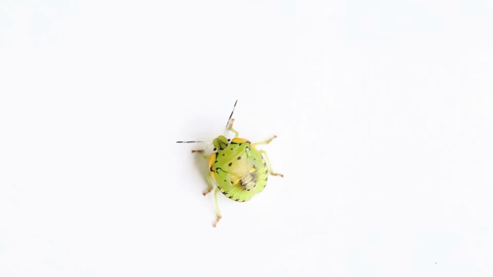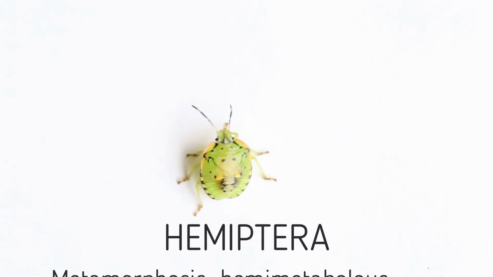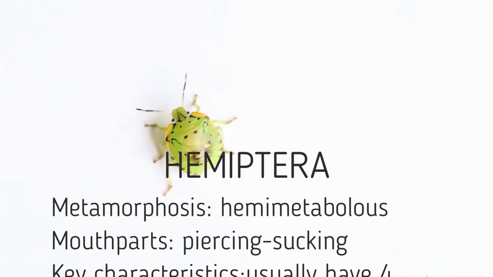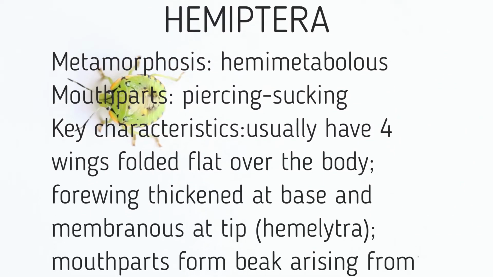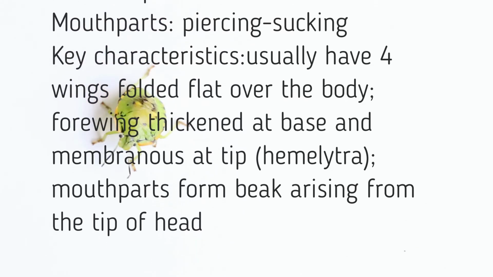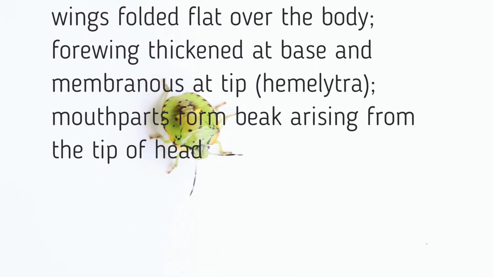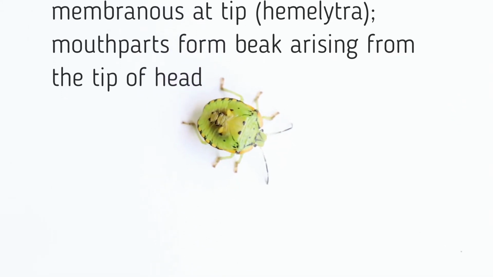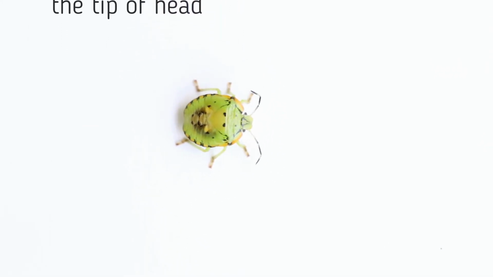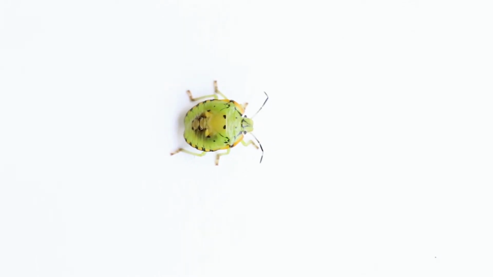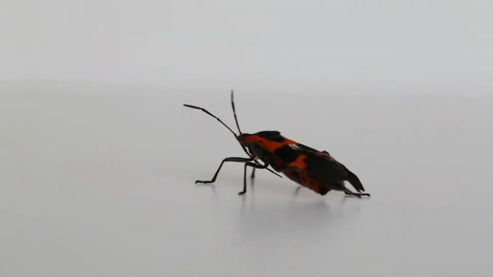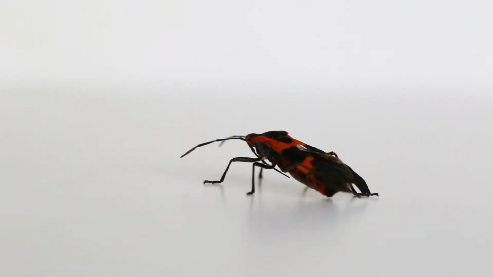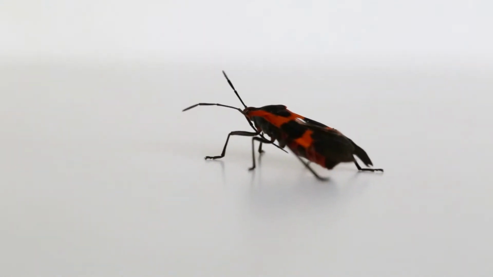The true bugs are in the order Hemiptera. They're characteristic because they have hemimetabolous metamorphosis, and their mouth parts are piercing, sucking mouth parts. Most of them feed on plant sap and the inside juices of plants. Most have four wings folded flat over the body, a forewing thickened at the base, and a membranous tip. These are hemielytra, compared to the elytra found on beetles. And of course, their mouth parts form a beak arising from the tip of the head.